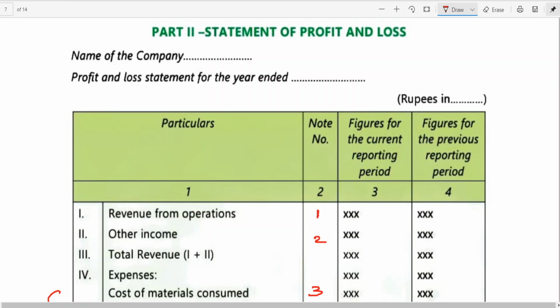Hi friends, good day. In the last class we saw the format of the balance sheet, and today we conclude with the format of the statement of P&L account. Then we can work out problems. I hope you have gone through it.